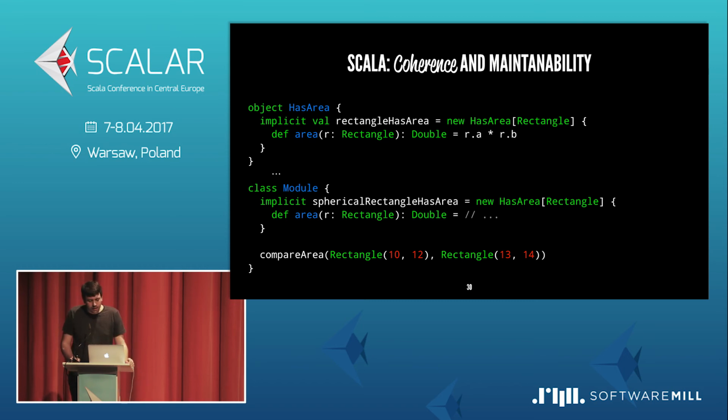It doesn't matter. And so once we call compare area here, because of the rules we saw before, we are going to pick the innermost implementation, which is the one directly in scope. And so we are going to compute the area for the two rectangles on a sphere. But what if we were to take that line of code and move it somewhere else in the project, somewhere we haven't defined this other implicit? Then the behavior of this function call would change. We would end up using the implementation defined in a companion object.